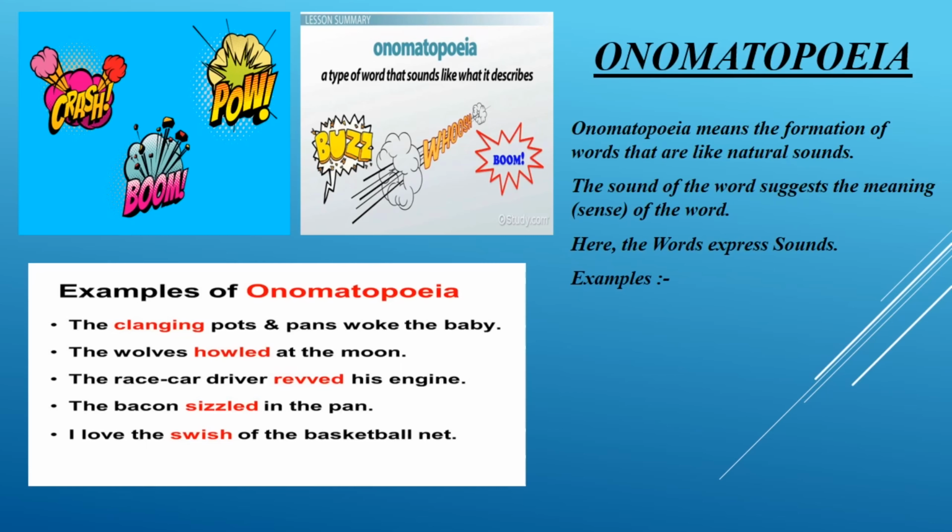The clanging pots and pans woke the baby. This is exactly the sound that is created when pots and pans fall down and hit the ground. The sound that is produced is a clanging sound. So the sound is clanging, and the word used to express the sound is also clanging. Therefore, when the word is expressing the sound, the figure of speech will become an onomatopoeia.